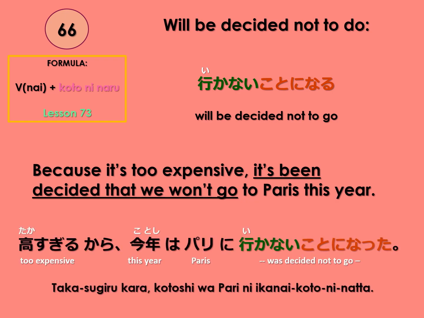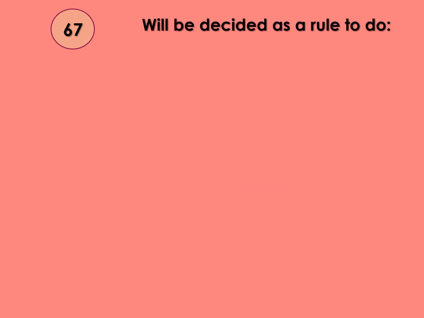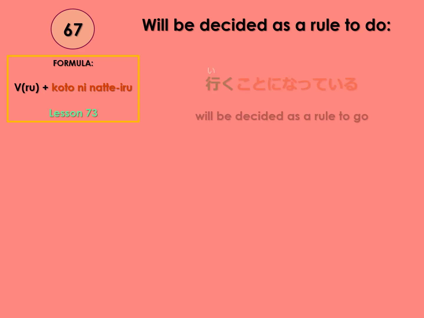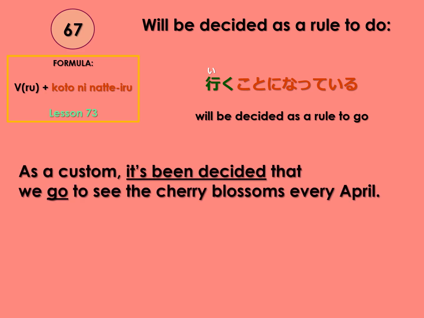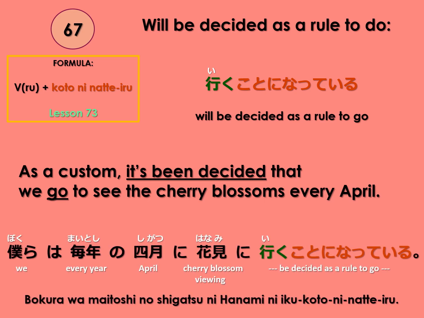高すぎるから今年はパリに行かないことになった。67番 Be decided as a rule to do. ることになっている。Also lesson 73. Be decided as a rule to go. 行くことになっている。As a custom, it's been decided that we go to see cherry blossoms every April.